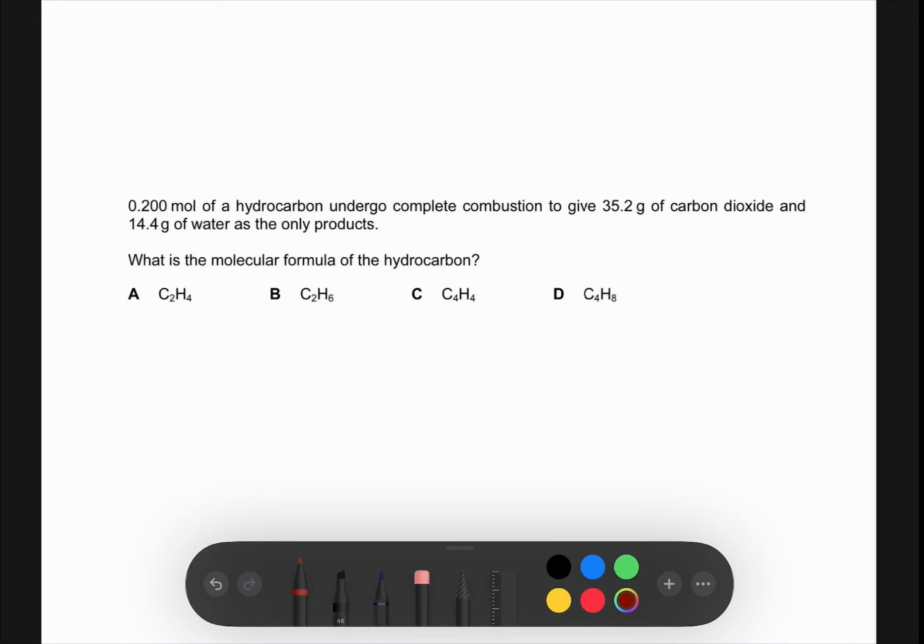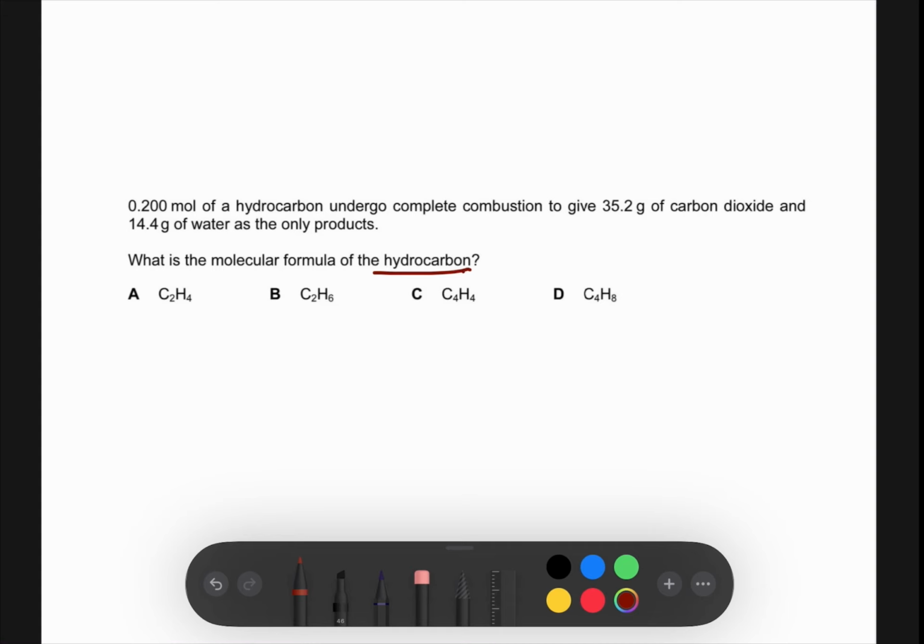Please pause the video and read the question carefully. As we can see, the target here is determining the molecular formula of our hydrocarbon. And since we're dealing with a hydrocarbon, it means that we're dealing with hydrogen and carbon only. So let's represent these reactions in terms of equations and do what we have to do.